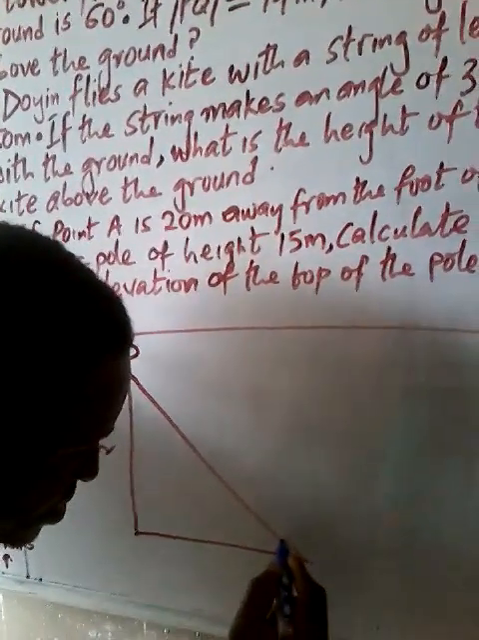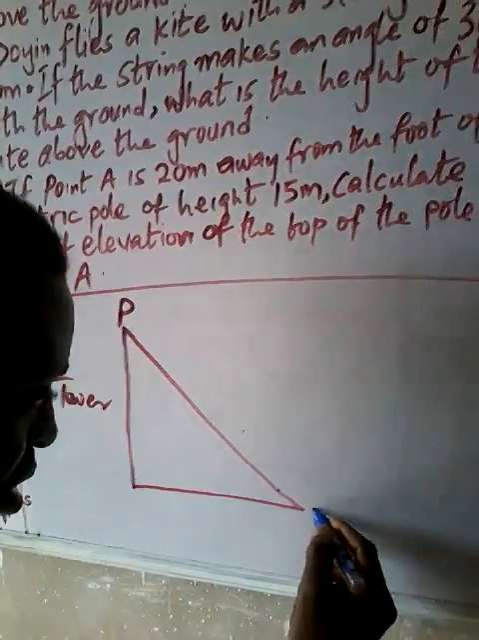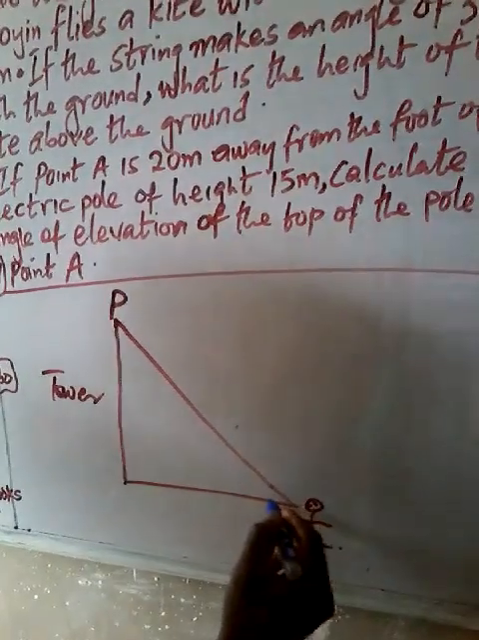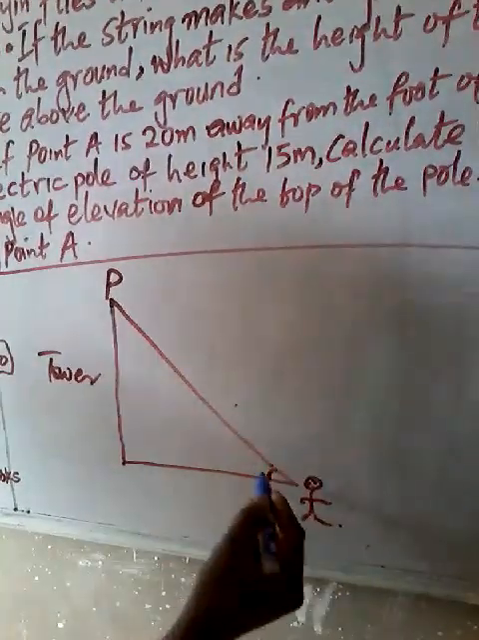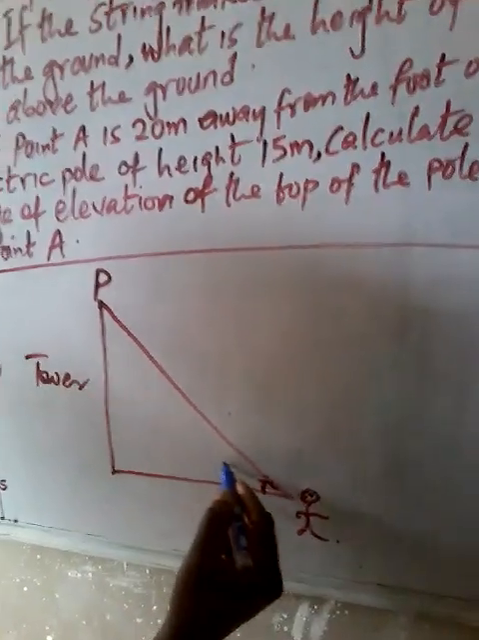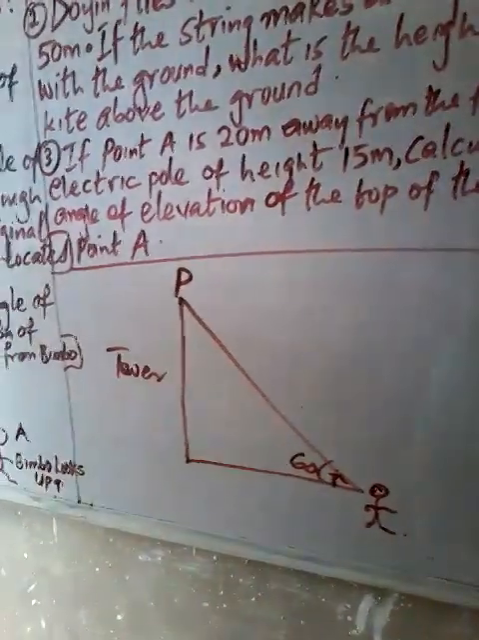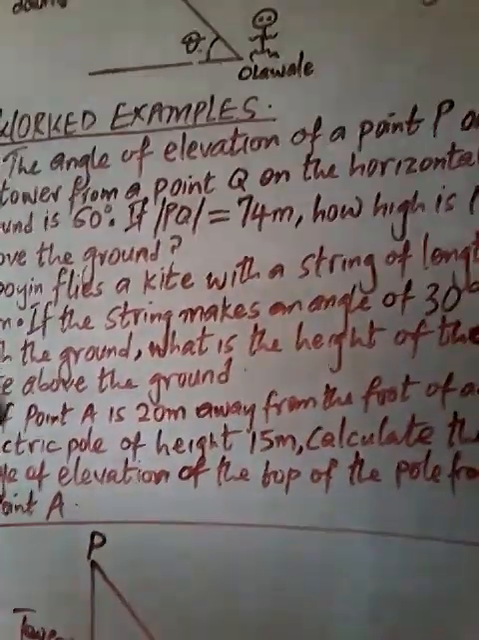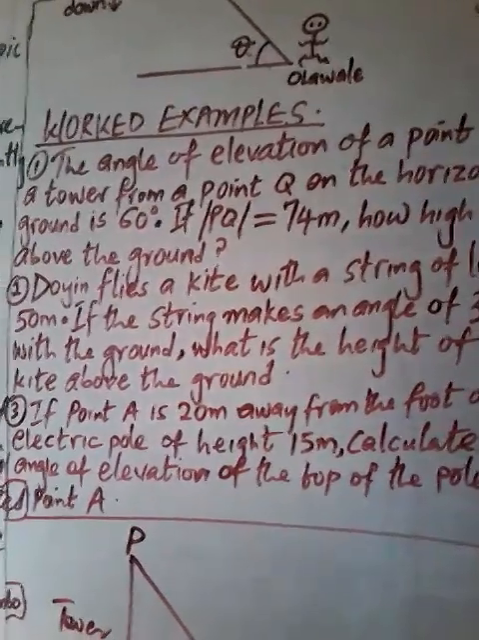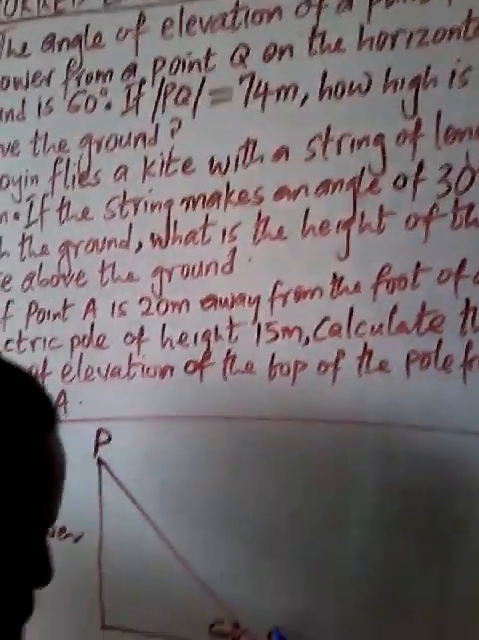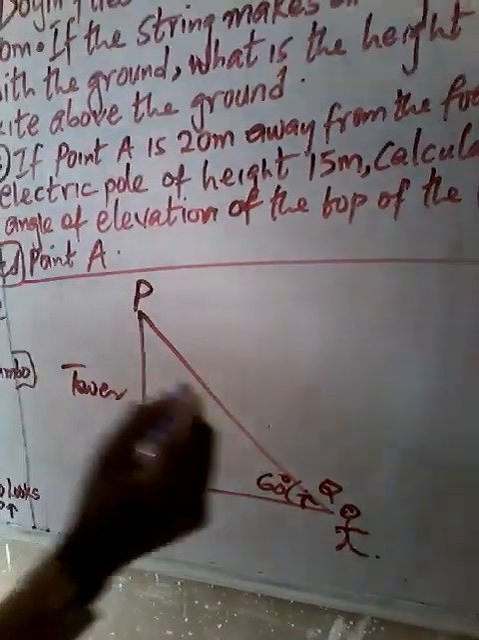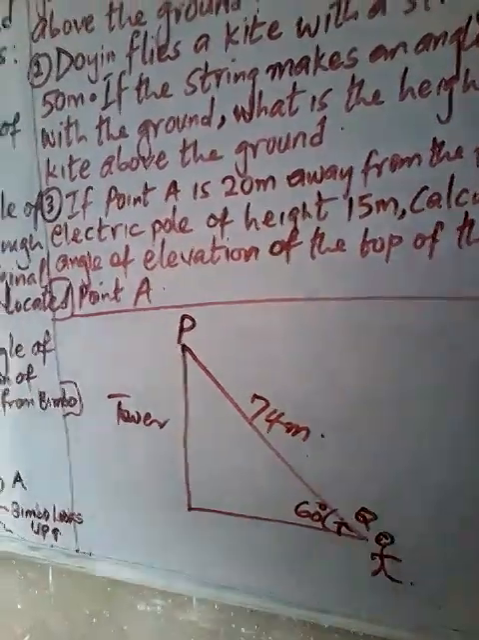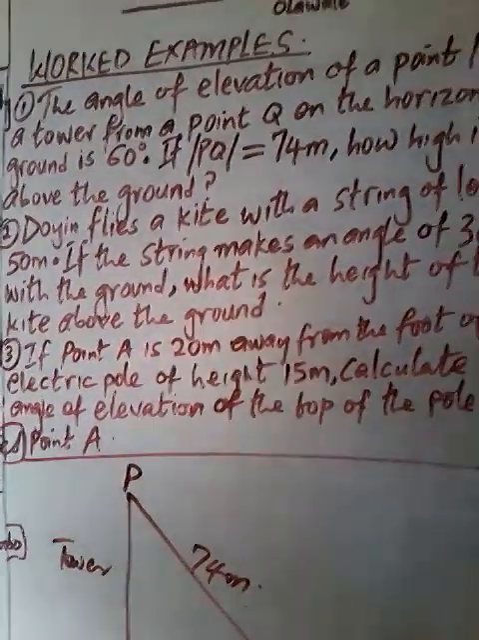So this is somebody looking from here, and he turned his eye up to look at the point P. The angle he turned it through was 60 degrees according to the question. Then they say the distance PQ is 74 meters. So this is Q on the horizontal ground. This distance is given already, 74 meters. You label accordingly. How high is P above the ground?